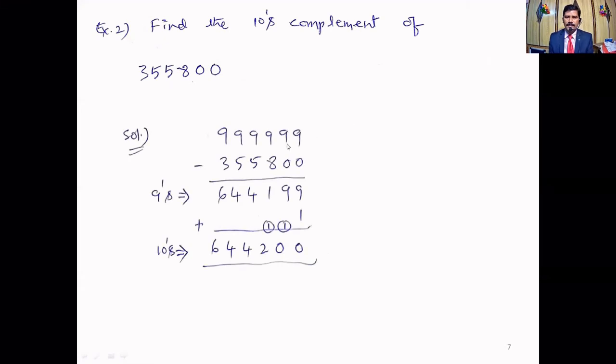So what is the procedure? Subtract from 9 to find the 9's complement. This is the 9's complement. Add 1. So this is the 10's complement of the given number.